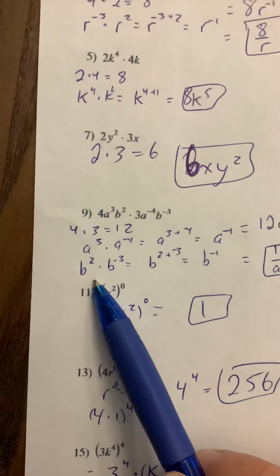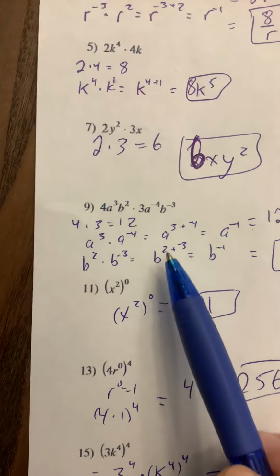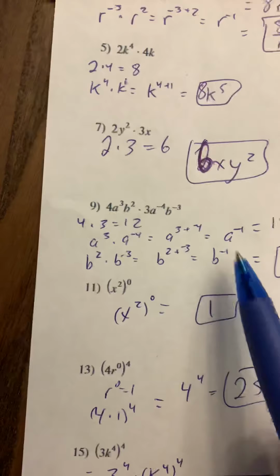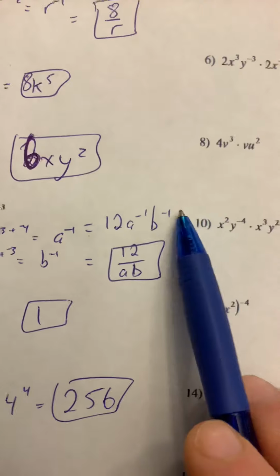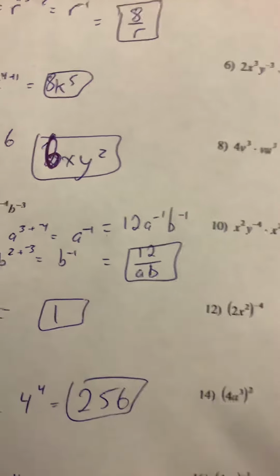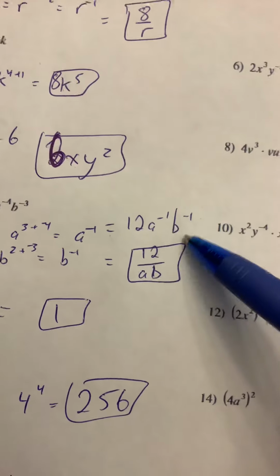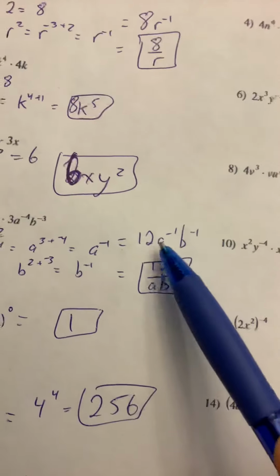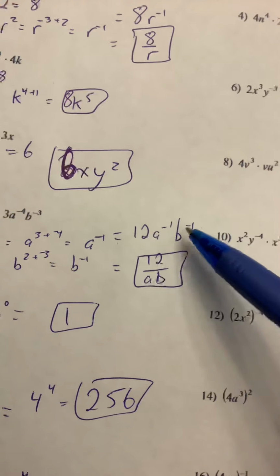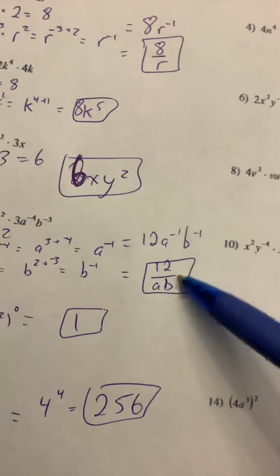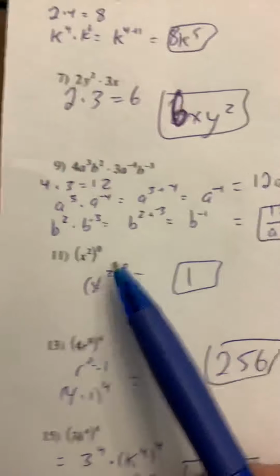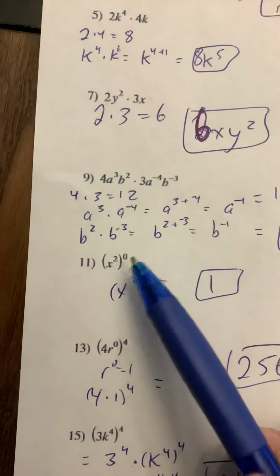Then we do the same thing with the b's. b squared times b to the negative third is b to the 2 plus negative 3, which is b to the negative 1. So that gives us 12, a to the negative 1, b to the negative 1. Now, the only ones that are being raised to that negative first power are the a and the b. The 12 is not being raised to the negative exponent, so it stays where it is, and the a and the b move downstairs, and they're being multiplied together because that's the operation here. So it's 12 over a to the power of b. I'm sorry, a to the b. A times b.